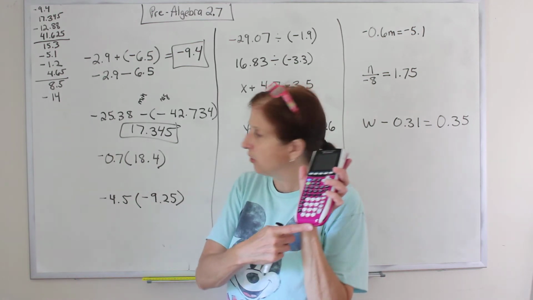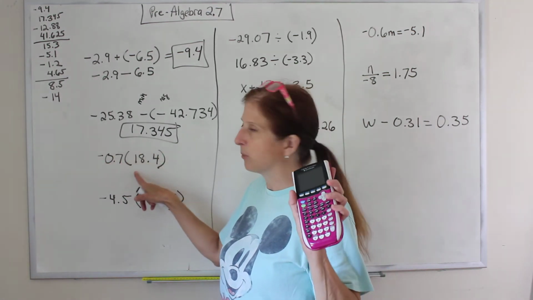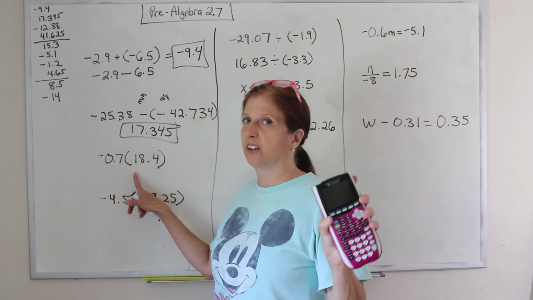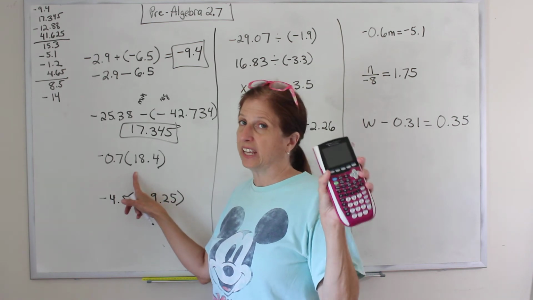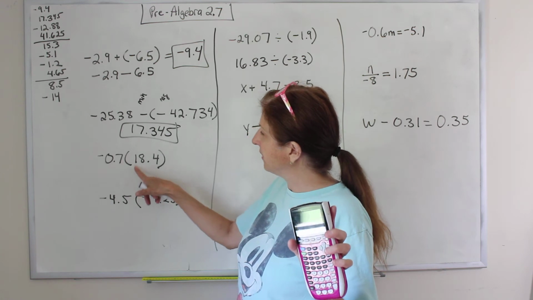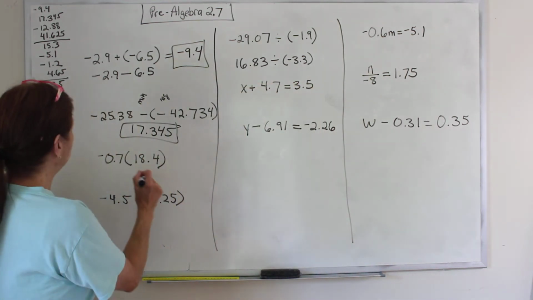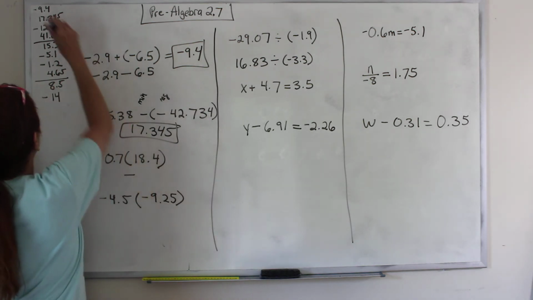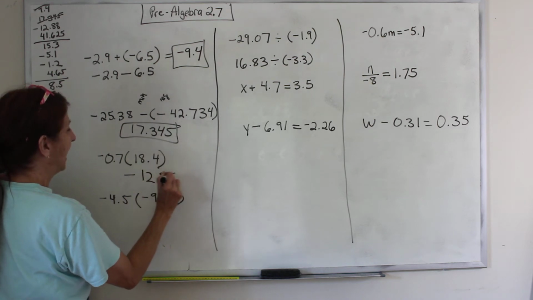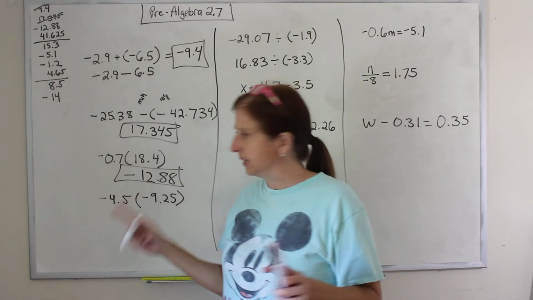Negative, so that's on the bottom, 0.7, and this is times, put that parentheses. Your calculator should have parentheses. If it doesn't, you need another calculator for this class. You need a scientific calculator, so it needs to have those parentheses. Beginning parentheses, 18.4, end parentheses, so you should get negative 12.88. Make sure you get that on your calculator. If you don't, keep doing it till you get it.